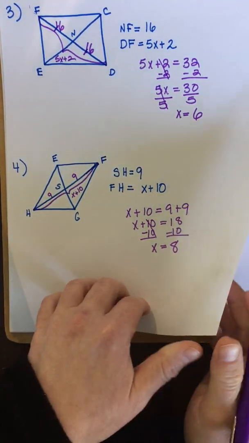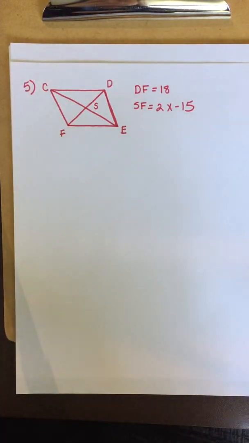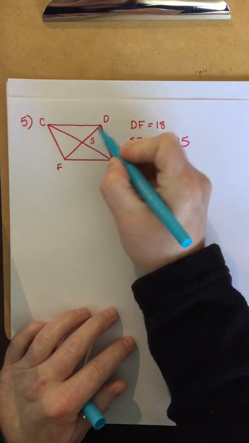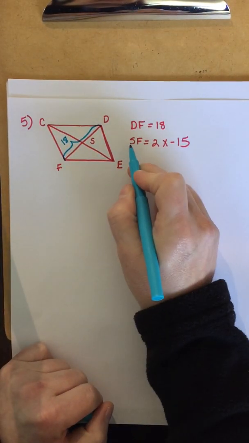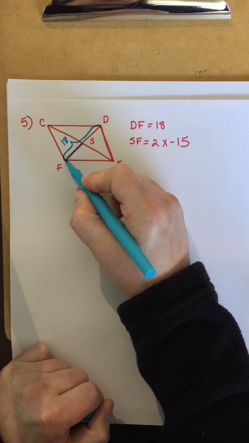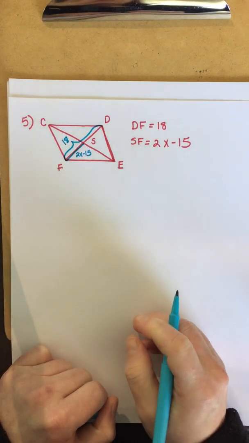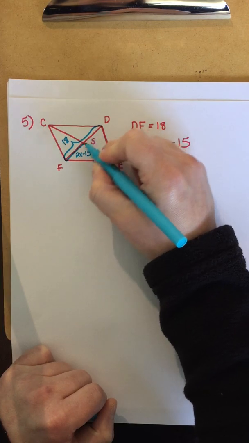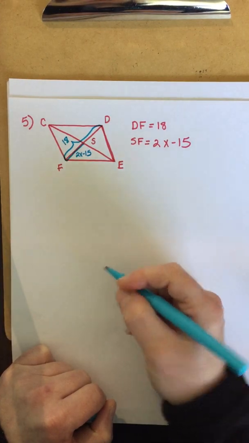All right, let's just do one more. It says that DF is 18. DF, that is the entire diagonal, is 18. And it tells me SF is just this little part right here, is 2x minus 15. All right, so you have a couple options. You could say this segment is also 2x minus 15 and add those together and set it equal to 18.